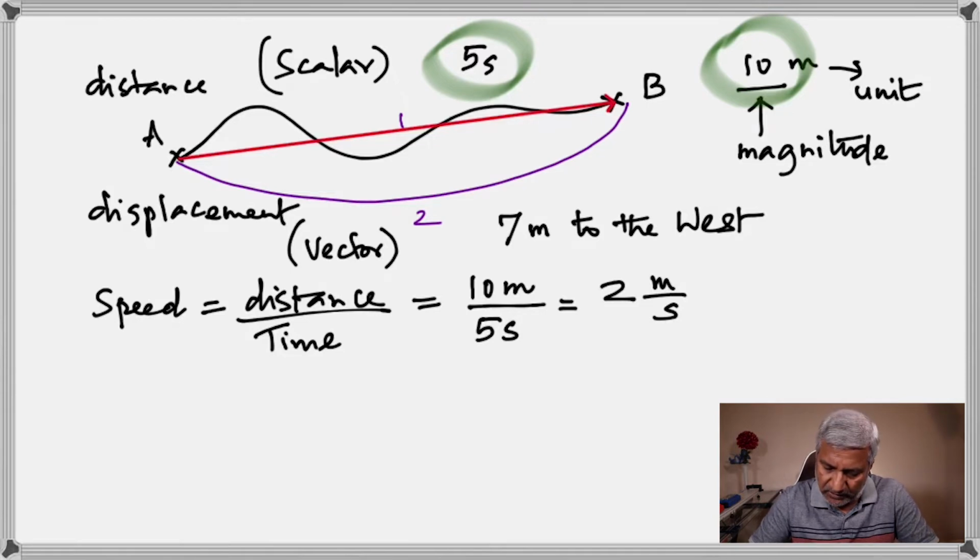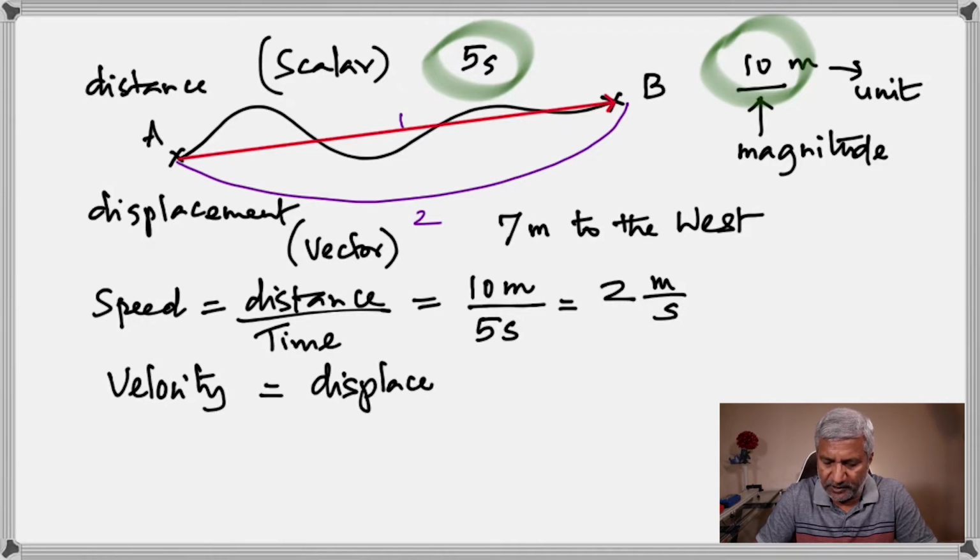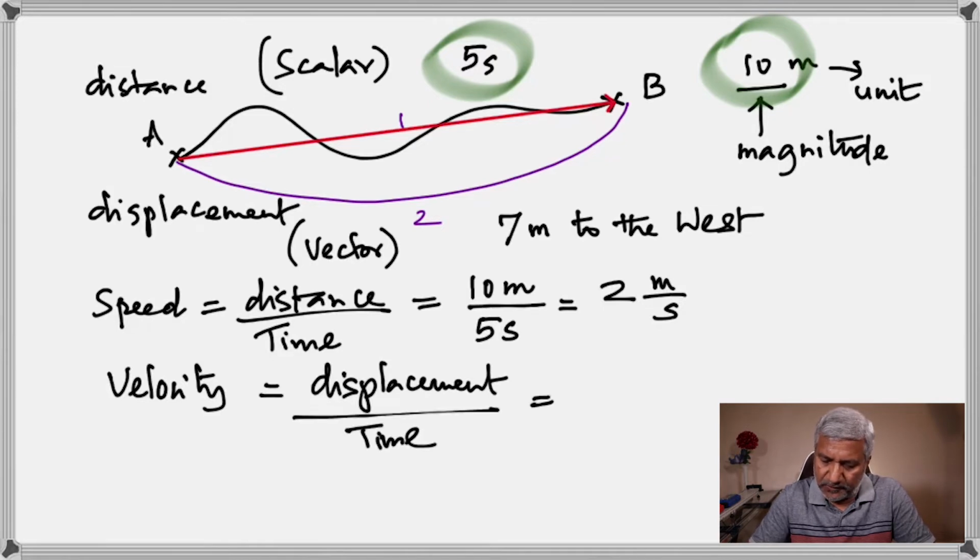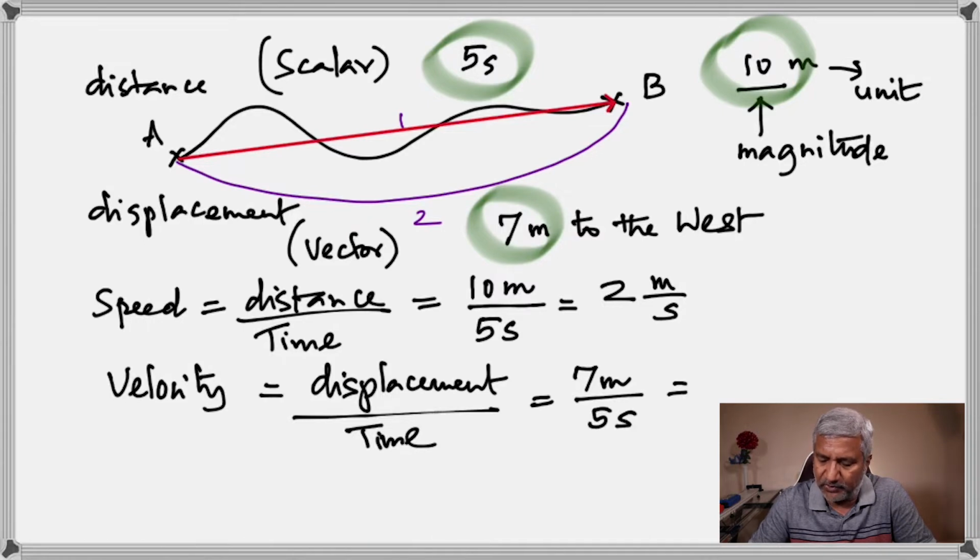Now in the same question, velocity. Velocity is actually displacement over time. So it's displacement divided by time. Now the displacement in our example is 7 meters from A to B because it's a shorter distance displacement in one direction. So you're going to go 7 meters divided by 5 seconds, which is going to give us 1.4 meters per second. So you do notice that the units for distance, speed and velocity are the same.